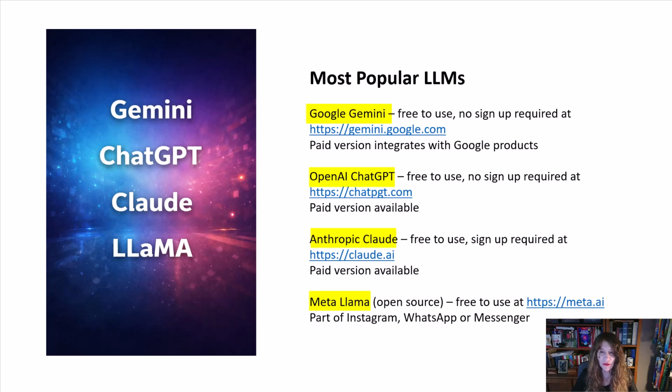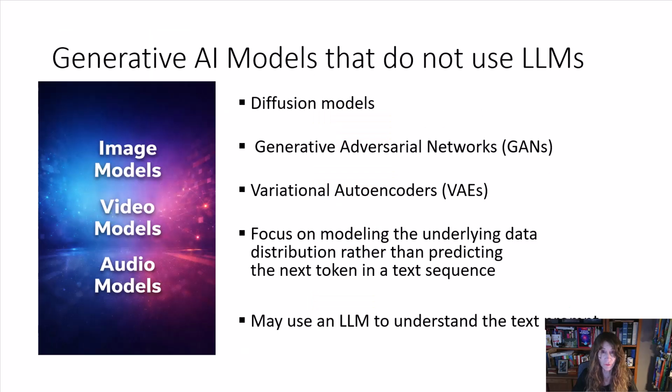So these are examples of generative AI. LLMs generate content, they are generative AI, and these are the most popular LLMs in our world today. We also have generative AI models that do not use an LLM. Remember, we can generate images, video, and audio. So we have specific models to generate that type of content.